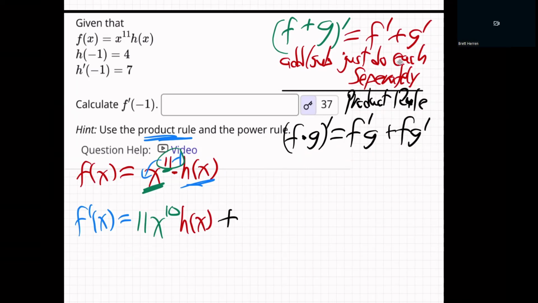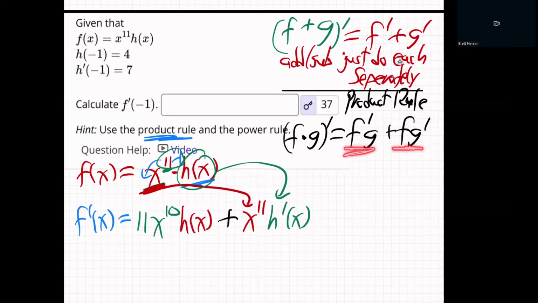Plus, and now the first guy just sits there, x to the 11th, we don't do his derivative. And it's the second guy's turn, which will just be h prime of x. Does that make sense? I just did the product rule, meaning take turns. Because why? Because these are two functions of x multiplied together. So you do the first one, second one just sits there, plus. Then the first one just sits there, and it's the second one. So that prime means we did the derivative of the second one.